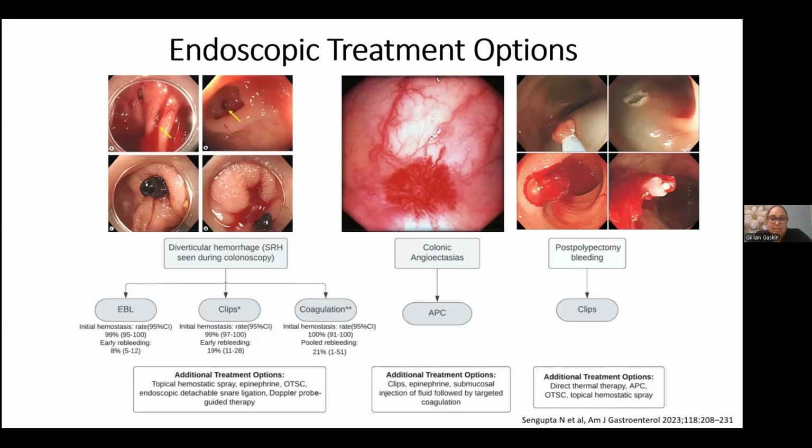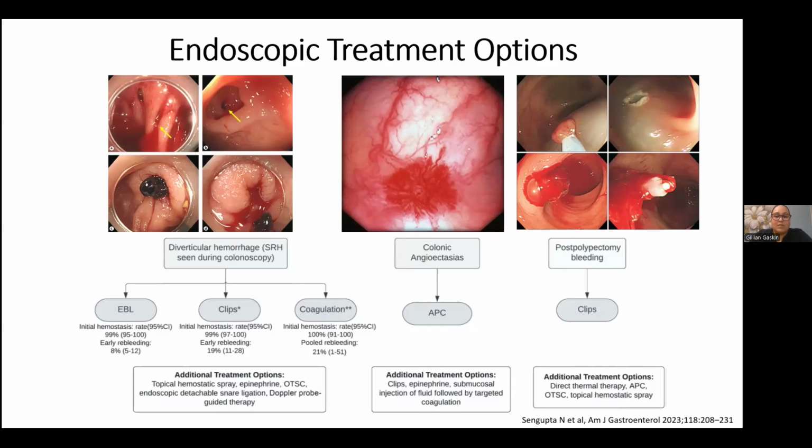For large angiectasia in the right colon, one may consider giving a submucosal injection of fluid before APC to reduce the risk of perforation. Another technique which has been shown to be safe and effective is submucosal injection below the arteriovenous malformation, followed by endoscopic resection and then targeted coagulation therapy at the submucosal feeding vessel. Clipping can be another option for refractory angiectasia bleeding.